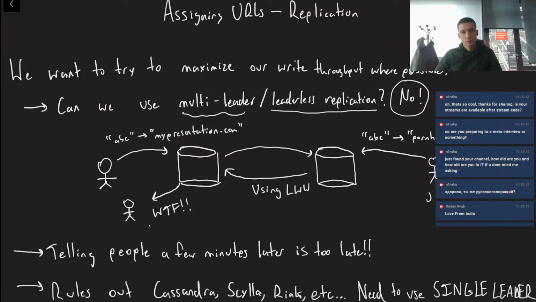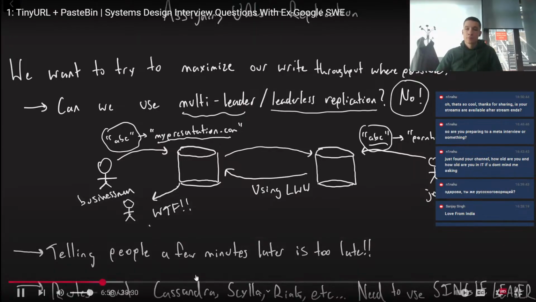So let's come up with an example. Here's me on the right, Jordan, and here's a businessman on the left. We're both submitting URLs for generation to the database at the same time, and his is leading to mypresentation.com. Mine is leading to one of my favorite sites, personally. And at the same time, you'll notice that we've got the same short link. As a result, we have a conflict. And when it comes to things like multi-leader or leaderless replication, it's kind of arbitrary a lot of the time how you end up resolving which write is going to win.